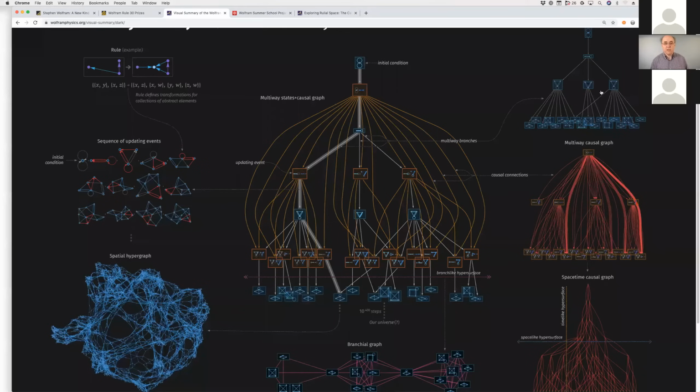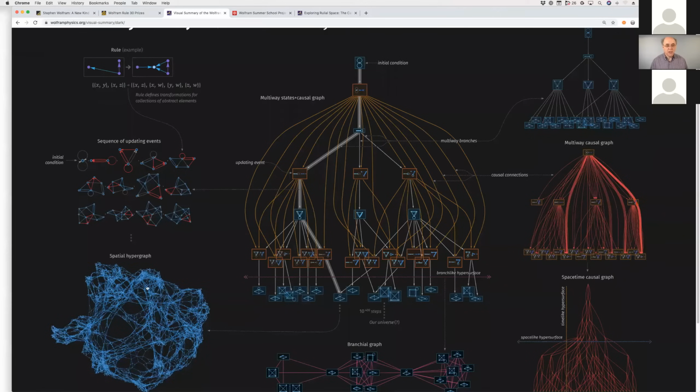Let's make a multi-way system. There's a section on those in the NKS book, actually. But let's make a multi-way system that represents all possible ways that those rules could get applied. Okay, and then what we're going to do, I can explain roughly how this works.